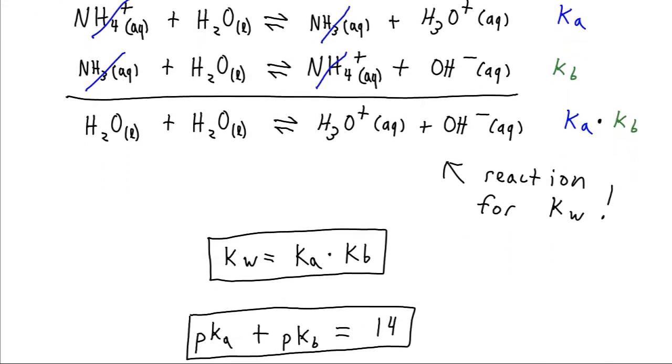And just like we did with the expression for K water related to OH minus and H plus, if we take the log base 10 of both sides, then we get a very handy relationship. The pKa plus the pKb also comes out to a total of 14. So if we're dealing with pKs, then we can use this expression. If we're dealing with the original equilibrium constants, we can use this expression.